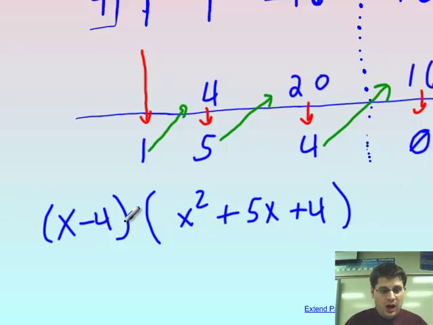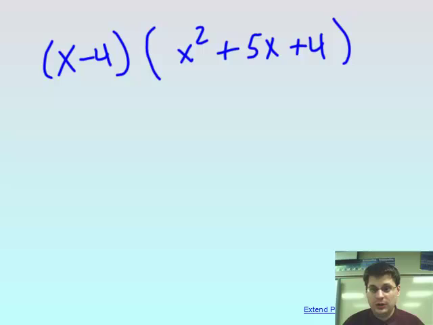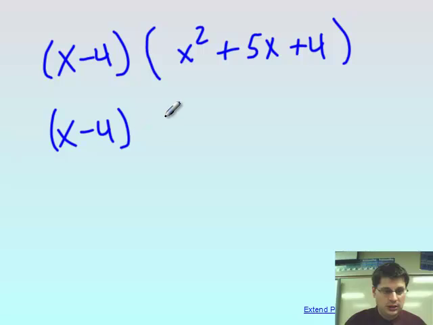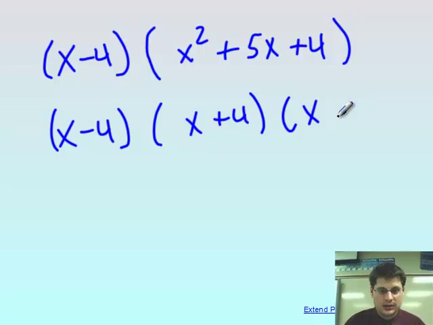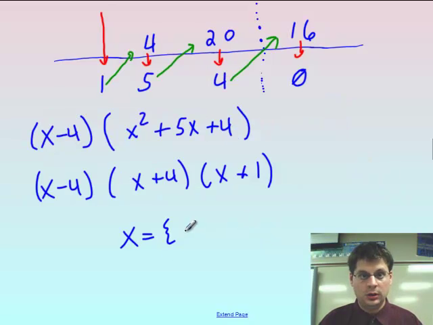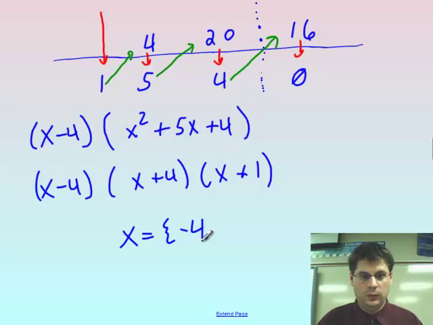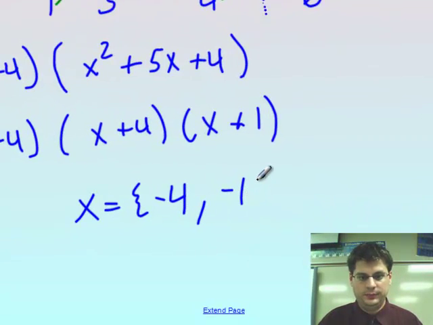Okay, now all I have to do at this stage is I have a quadratic, and that's a piece of cake because we've been working with quadratics for quite some time. So I'm just going to factor that, and that's going to be x plus 4 and x plus 1. And the zero product property tells me that my other zeros are going to be negative 4 and negative 1.